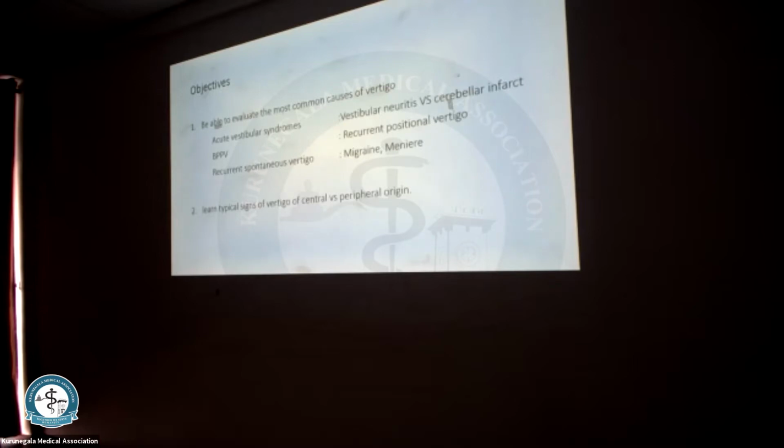By illustrating the physical signs of these three scenarios, ultimately we will get to know the features of central vertigo as well as features of peripheral vertigo, so that we can apply that knowledge to rarer causes of vertigo, like multiple sclerosis causing a central vertigo, or vasculitis causing a central vertigo. Likewise, we can apply the same knowledge.